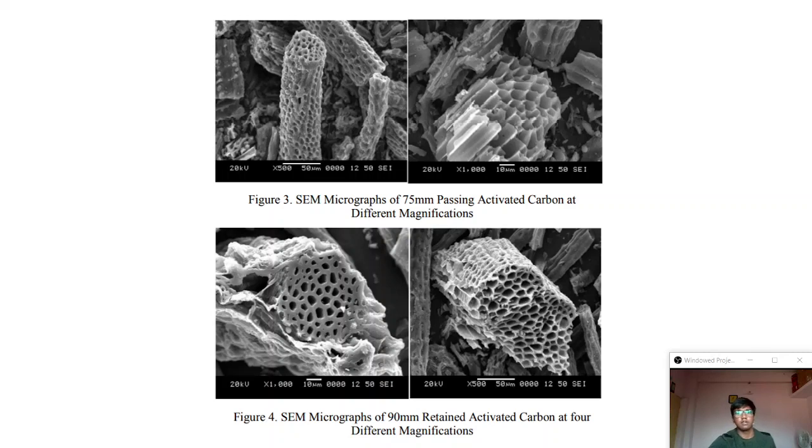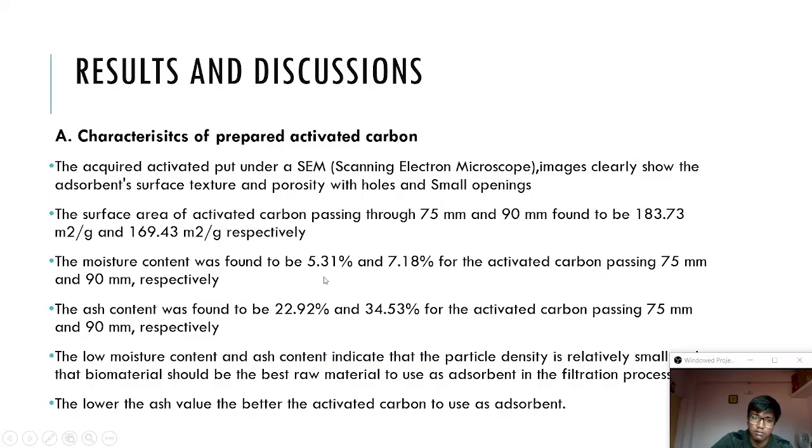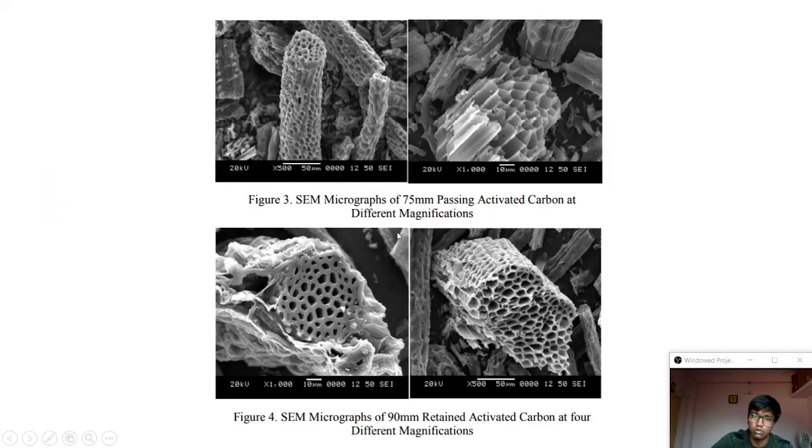So these are the figures and diagrams. This is for the 75 mm passing activated carbon at different magnifications. This is the 75 mm, which is smaller than this one, and this is the 90 mm. Like these are the 75 mm pores, and these are the 90 mm pores, and all these tests are done for both of these.